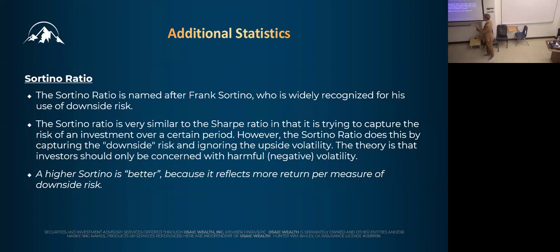A higher Sortino is better because it reflects more return per measurement of downside risk. So if your Sortino is higher, it's likely that if it has bigger drawdown periods, it's going to pay off better, or it has in the past, basically.